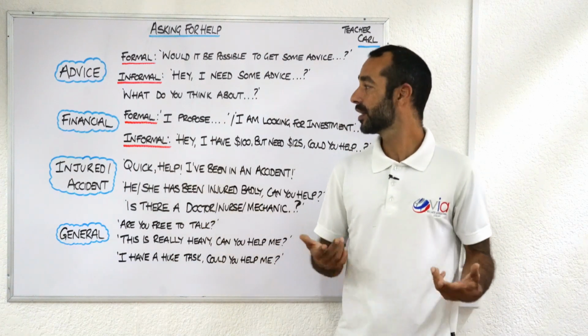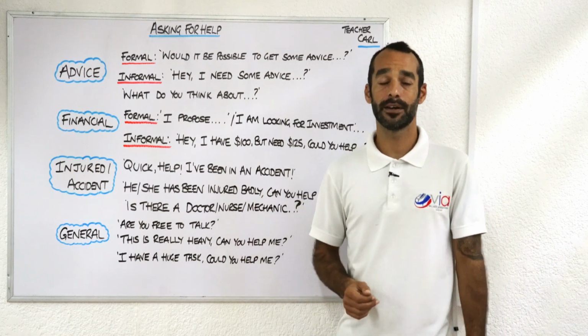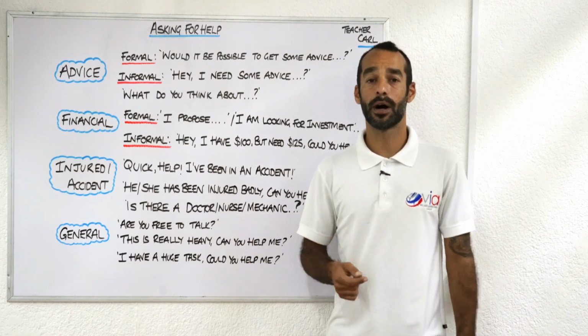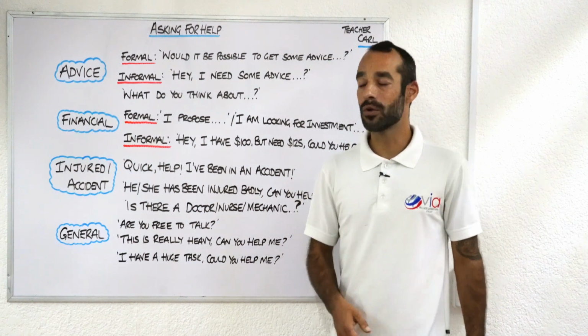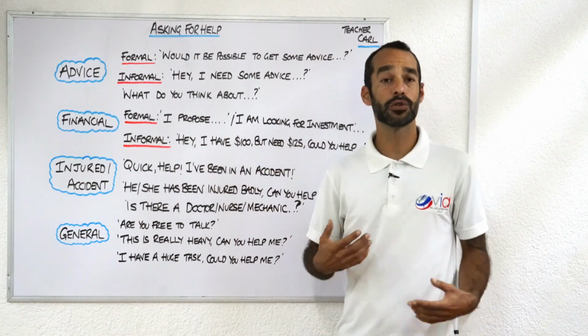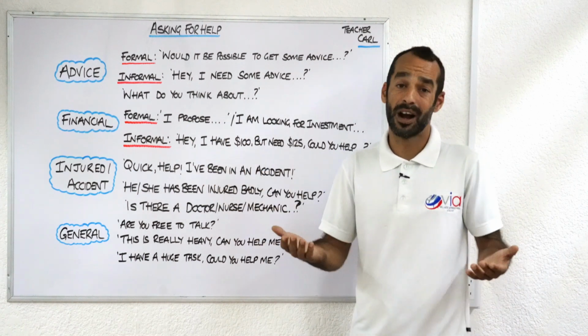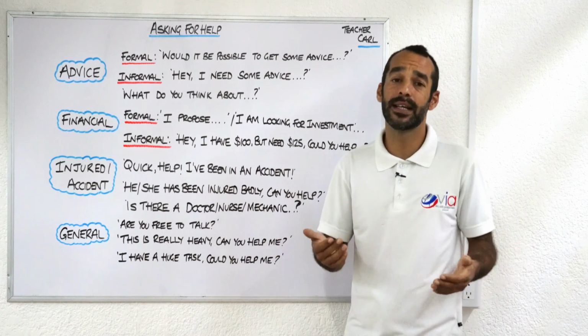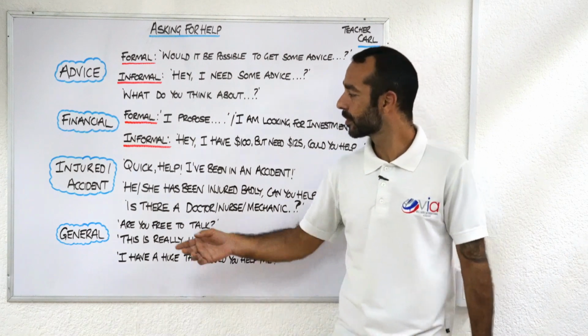Or maybe something kind of informal. For example, maybe we just don't have enough money to get to the end of the month and buy all the essentials that we need. Food, bills, they all add up. So we may go to a friend or a family member and say something like, hey, look, I have $100, but I really need 125. Is there any way you can help me out?